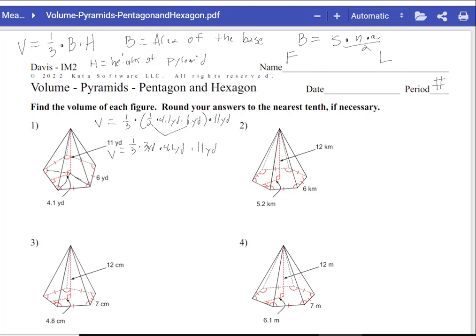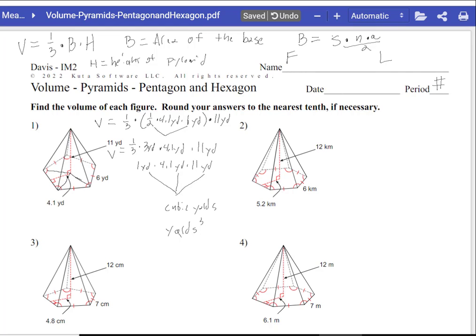All right, well, what's 3 yards divided by 3? That's going to be 1. So it's 1 yard times 4.1 yards times 11 yards. At this point, I'm just going to say, hey, man, stop flexing, and just write this as cubic yards right here, or yards to the 3rd power. But what's 1 times 4.1 times 11?